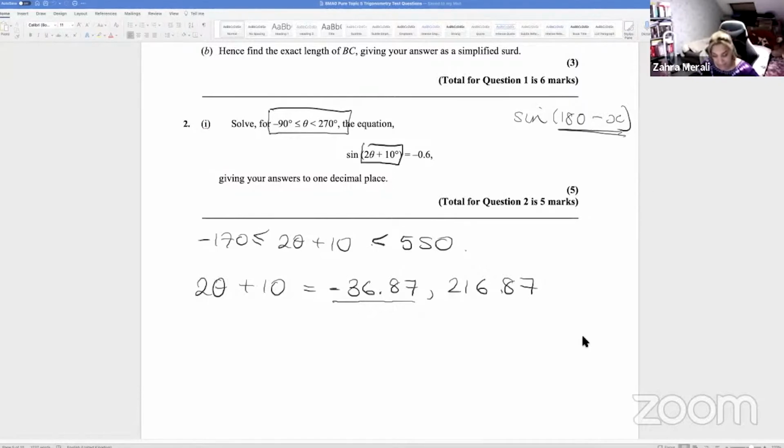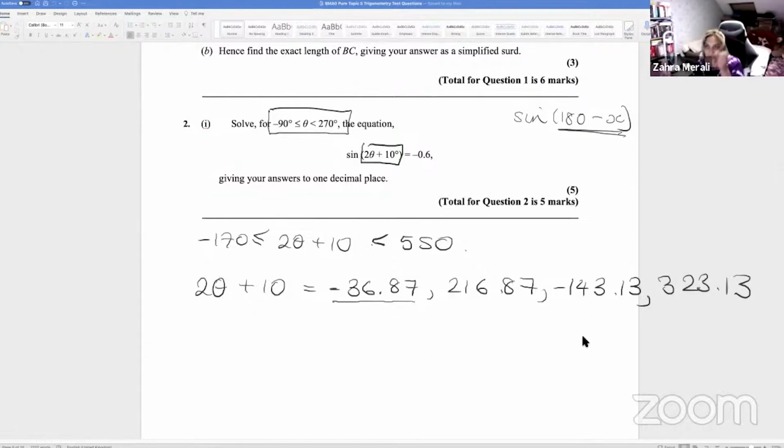216.87 minus 360, however, gives me minus 143.13. Now I'm going to add 360. If I add 360 to minus 36.87, so minus 36.87 plus 360, it gives me 323.13, which is still in my range. If I add it to 216, it gives me a number that's too big.